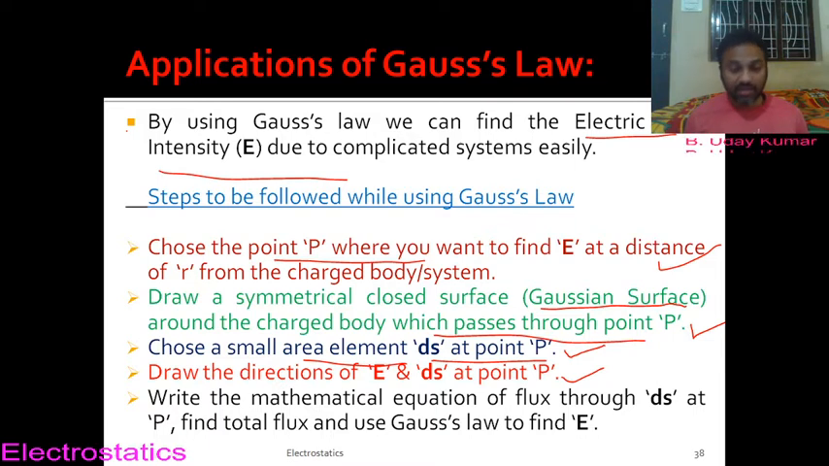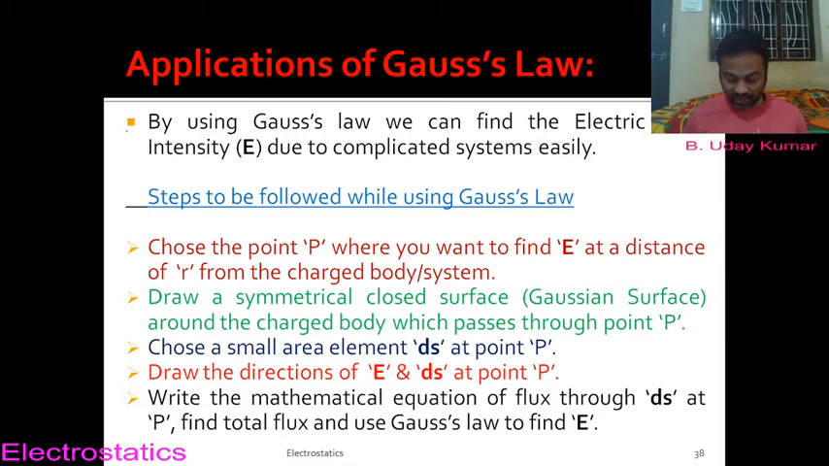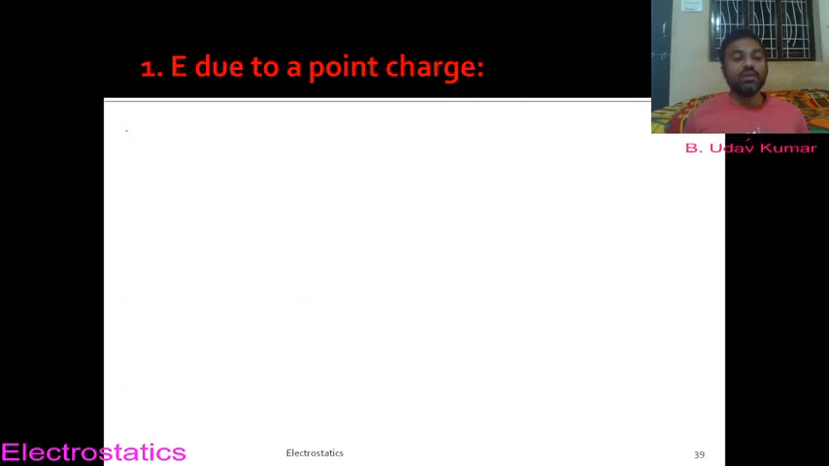Okay, so to make it clear, we just move on to our next slide. This is the first system of charge whose electric field intensity we want to find by using Gauss law. So the first one is the electric field intensity due to a point charge. Here E is electric field intensity, so please remember. So now we try to find the electric field intensity due to a point charge by using Gauss law. So please remember this one.